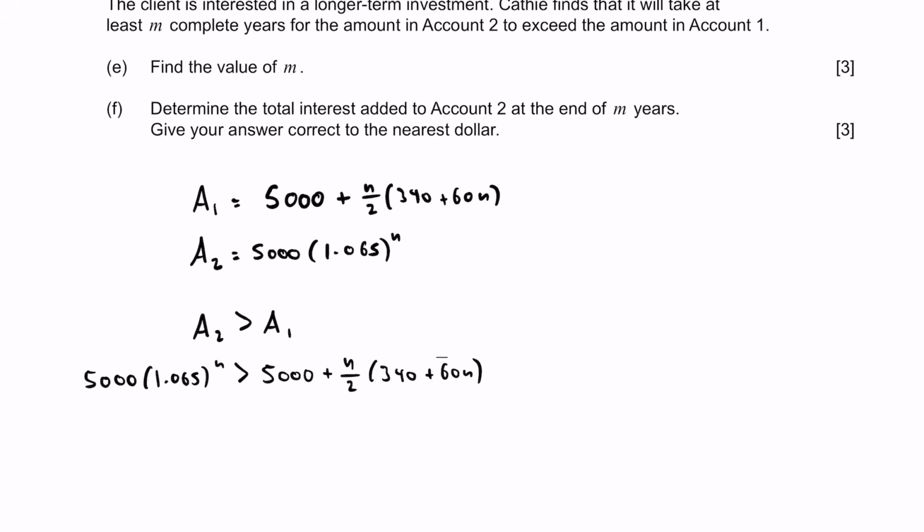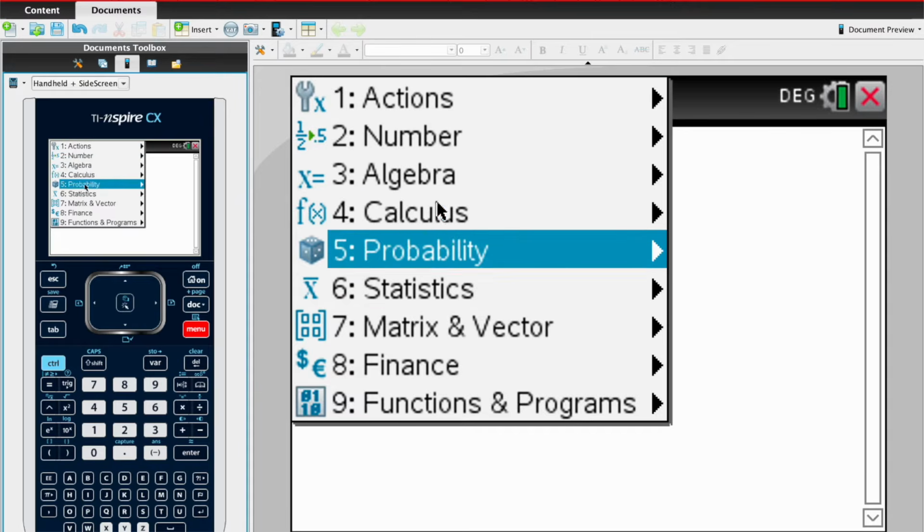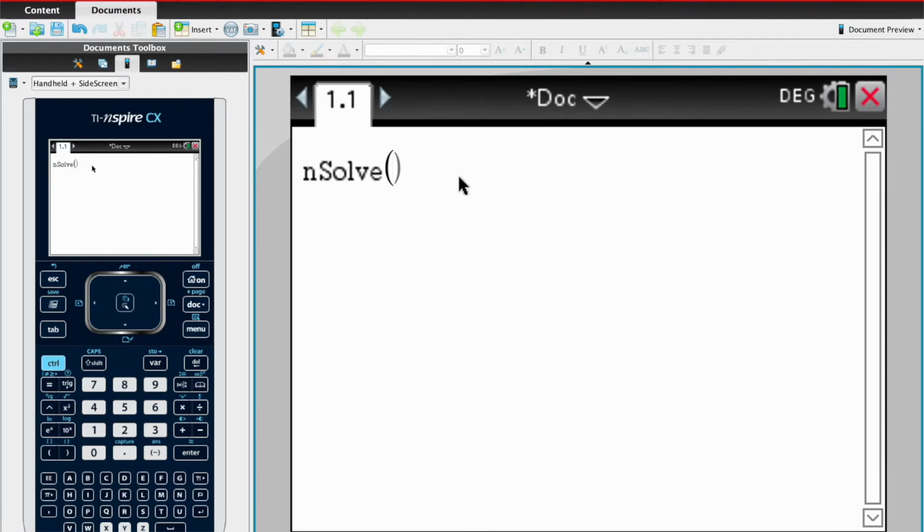So let's go ahead and solve this. We'll find out the point of n where they're equal to each other, and then we'll see what we can do with that. Okay, so here we are in the calculator. Let's set up an equation. So here is a2, 1.065 raised to the power of n.